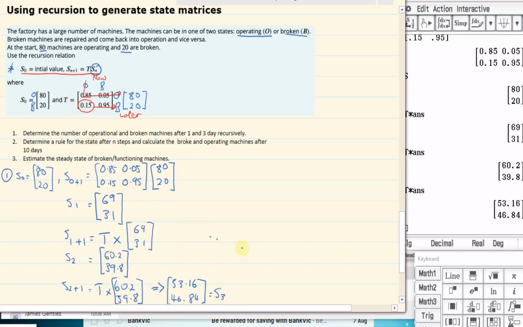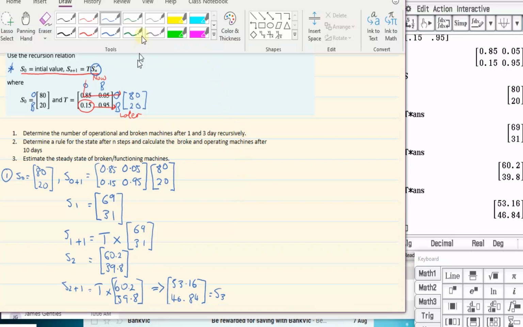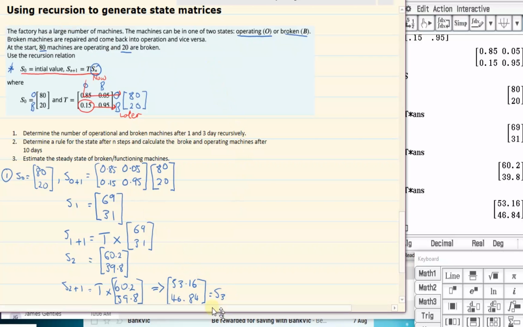So if we want to answer this in full, you can't leave these things in their matrix state. So after 1 day, we had 69 operational and 31 broken.